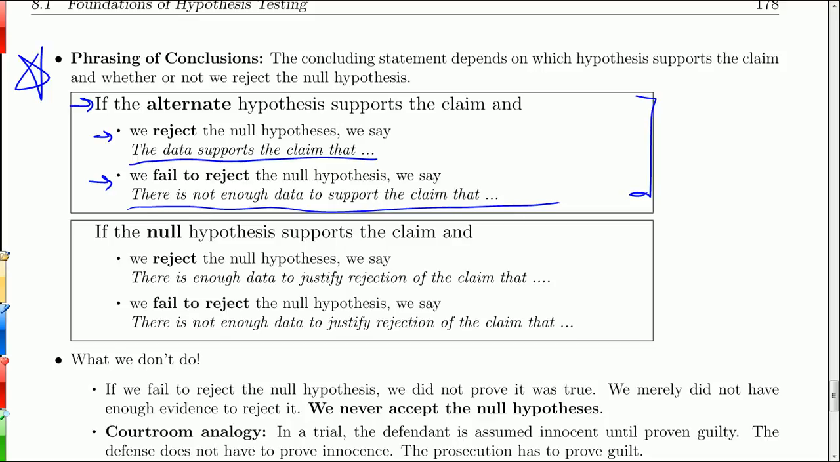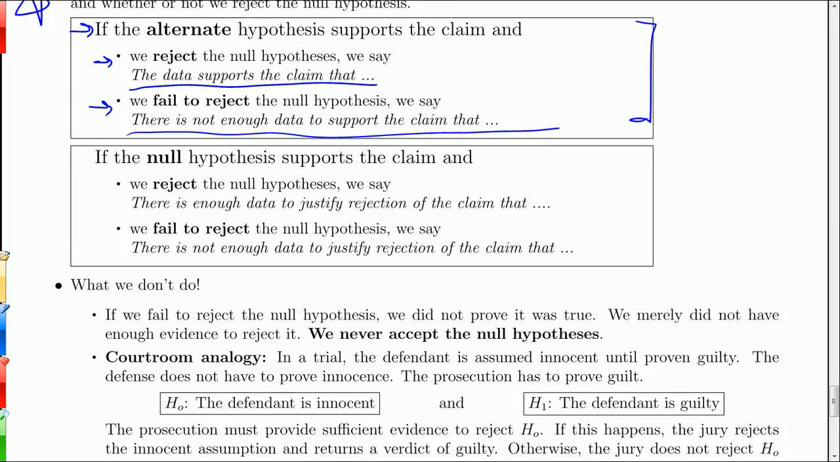Right? If the null hypothesis had supported the claim, and that's a little harder because you'd have to have a claim of something like mu equals 12, and then the null hypothesis would be that mu equals 12. So you'd wind up with a two-tailed test.